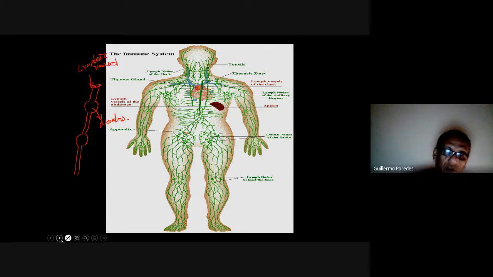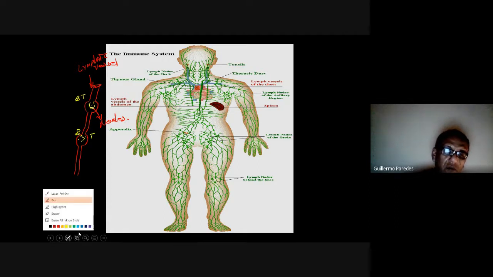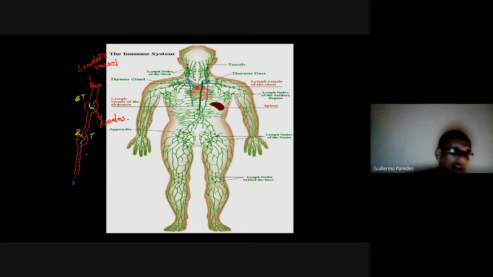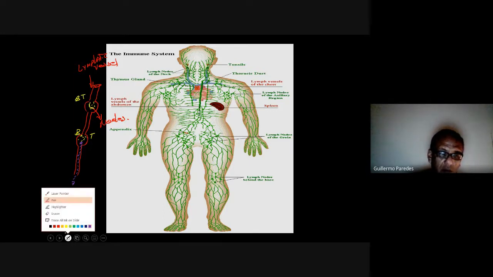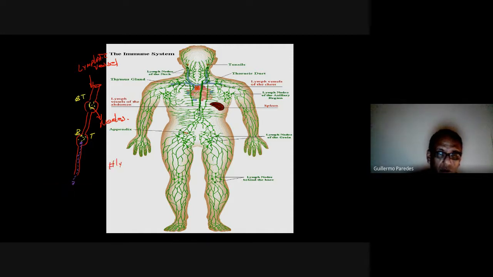In these nodes we have a lot of lymphocytes, B and T. Now, if some stranger or bacteria comes all this way, it is going to pass through the lymphatic node, and these lymphatic nodes are going to react very strongly. Just remember this: the number of lymphatic nodes all over the body is around 900 nodes.